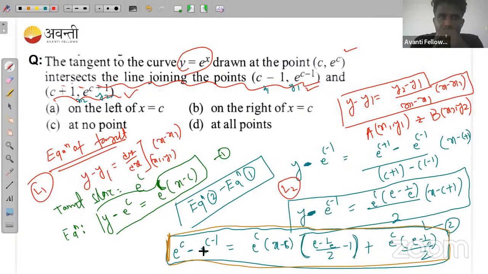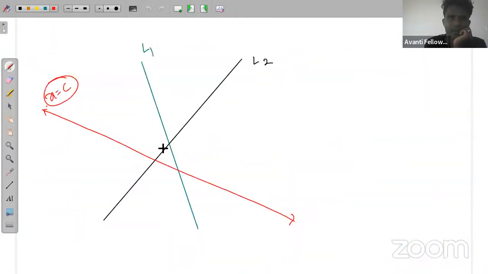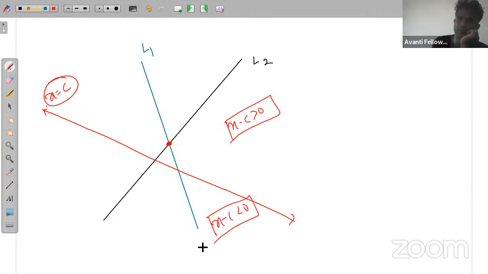So the tangent to the curve at this point, and the line joining this point and this point, intersect the line x is equal to c on the left, or on the right, at all the points, or at no point. That is, where is the point of intersection? Is it on the right or on the left? According to my figure it has come on the right, then upward. Any line divides the plane into two parts. One part is positive, where x minus c is greater than 0, and the other part where x minus c is less than 0.